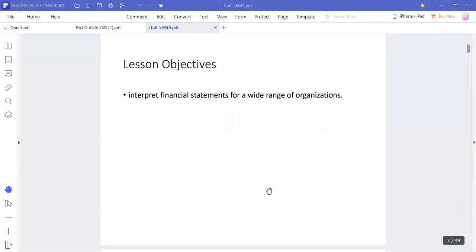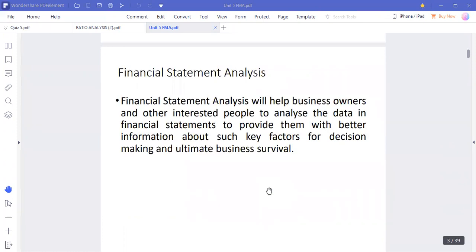So the objectives here are basically to understand how to interpret a wide range of financial statements from various institutions. Financial statement analysis is very vital for a financial and non-financial student in order to help business owners understand and analyze the data from the financial statements. It is also very important because it provides them with better information for key decision making.